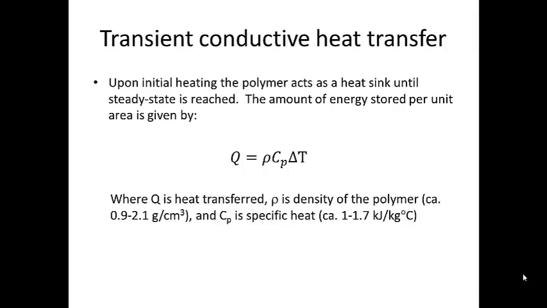So in a non-steady state condition, when the temperature starts out at low values and gradually increases through the material, the amount of energy stored per unit area is given by the following equation, where Q, the heat transferred through the material, is equal to the density of the material times the constant pressure specific heat of the material times the change in temperature. Keeping in mind the density of a polymer is around 1 to 2 grams per cubic centimeter, and the specific heat is between 1 and 1.7 kilojoules per kilogram degree Celsius.